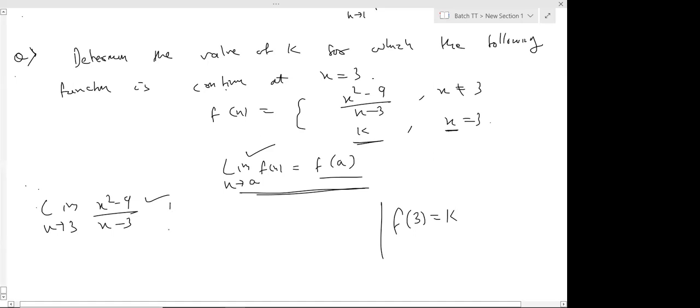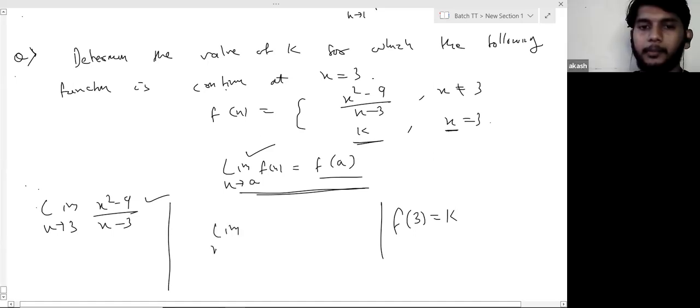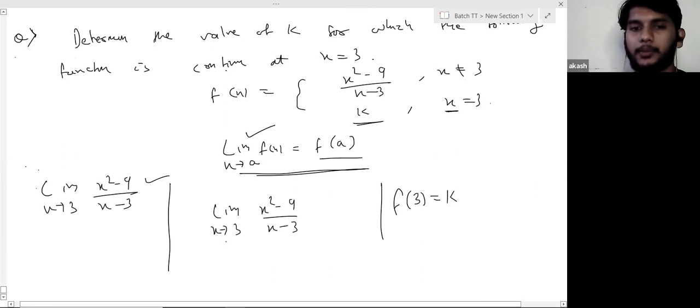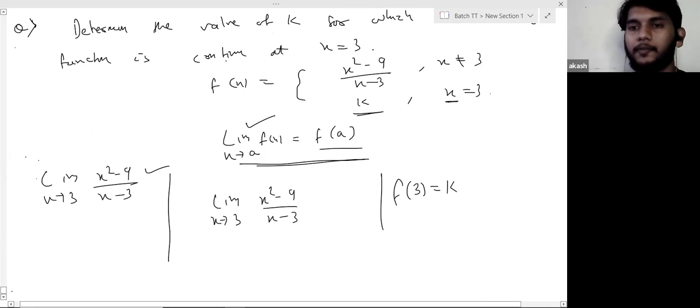All right. Now we have to find the limit. So limit x tending to 3, x square minus 9 upon x minus 3. If you use direct substitution, putting 3, we get 9 minus 9, 0, upon 3 minus 3, 0. So if you cannot use direct substitution, what is the second step? Factorization.